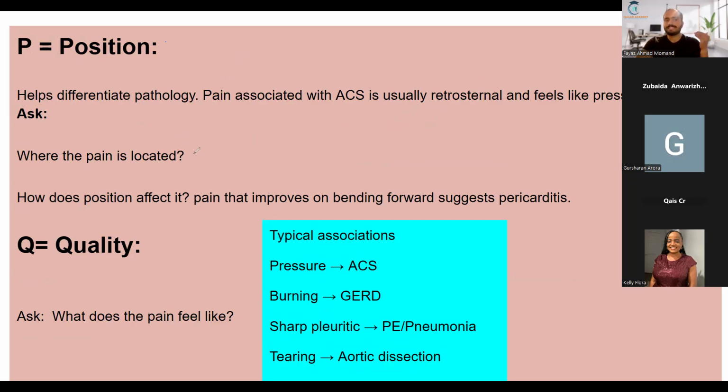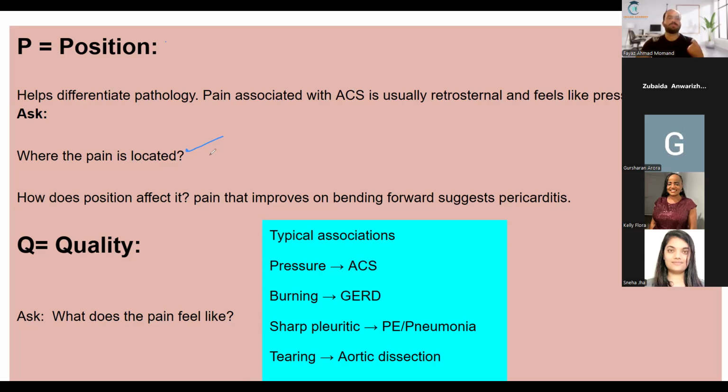How would we ask it? You would say, where is the pain located? Or can you point to me where it is hurting? Patients are going to say, oh, it's hurting all over here. If they say it's hurting all over here, this means that the patient may have acute coronary syndrome because they are unable to localize the pain to one particular area.